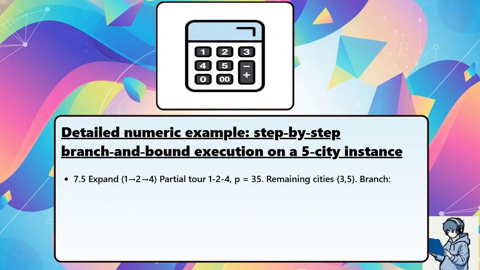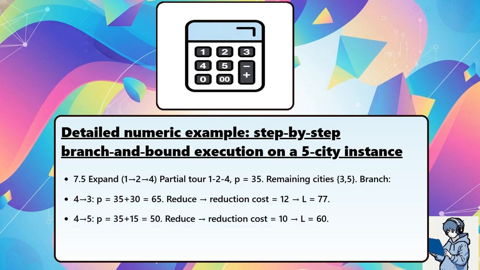7.5 Expand 1 to 2 to 4. Partial tour 1-2-4, partial cost P equals 35. Remaining cities are 3 and 5. Branch. Edge 4 to 3, partial cost P equals 35 plus 30 equals 65. Reduce, reduction cost equals 12, lower bound L equals 77. Edge 4 to 5, partial cost P equals 35 plus 15 equals 50. Reduce, reduction cost equals 10, lower bound L equals 60.